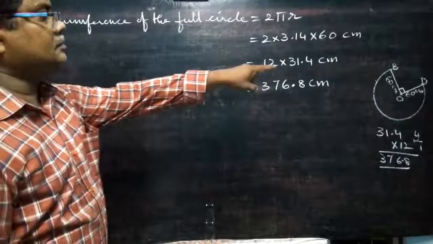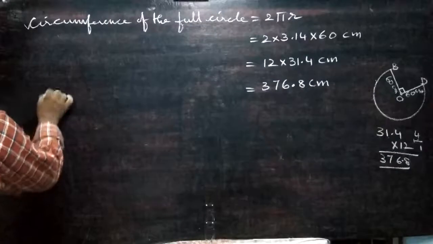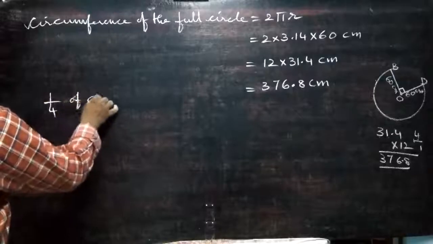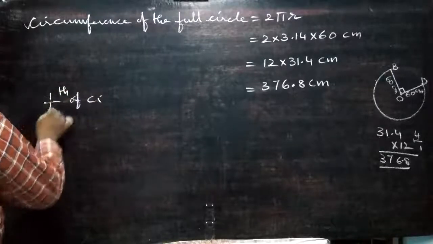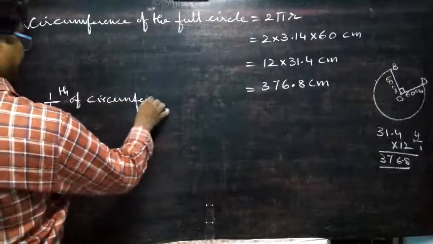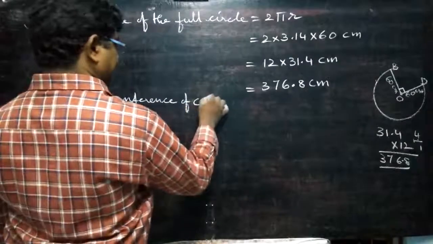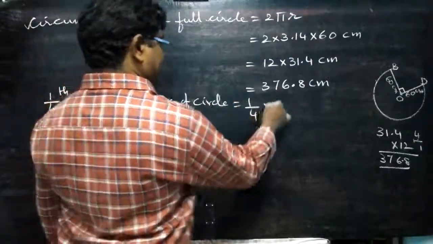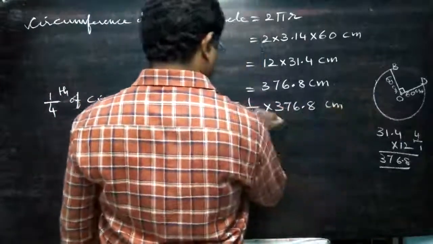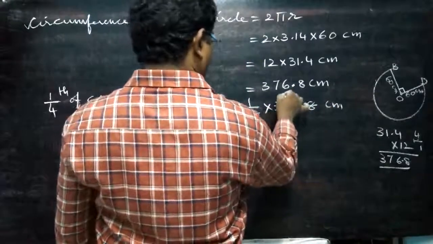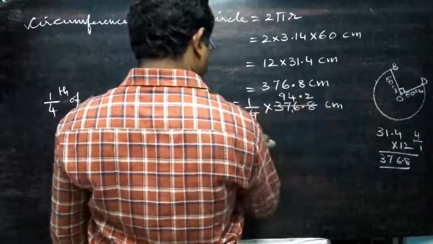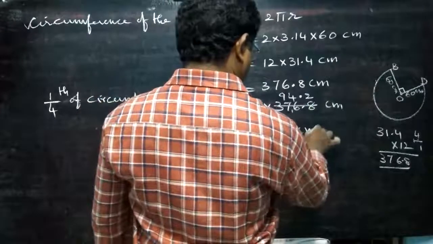But the 1/4 part is removed. So 1/4 of the circumference of a circle you find. Means 1/4 into 376.8 centimeters. 4 table goes. 4 9s are 36. 4 4s are 16. Decimal. 4 2s are. So 94.2 centimeters you have to remove.